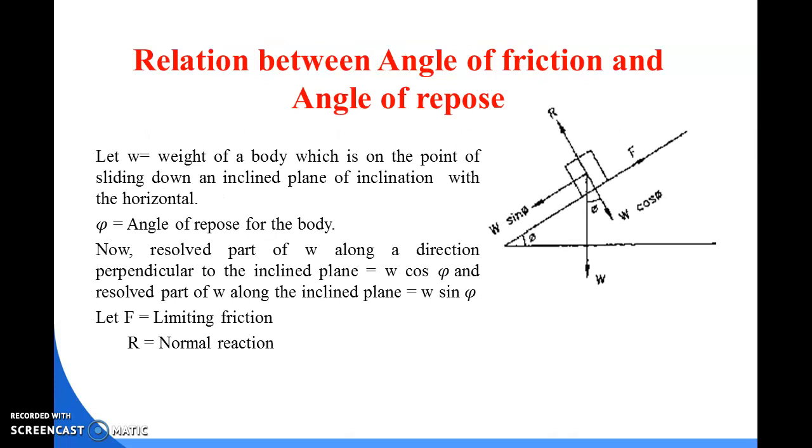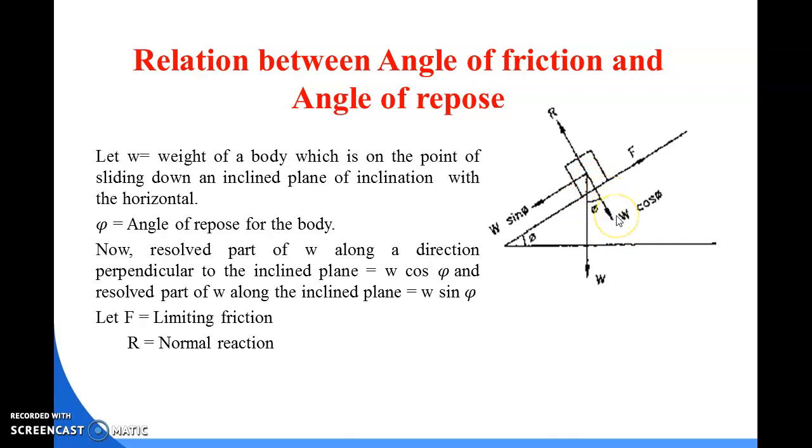Now we have to prove that the angle of friction is equal to the angle of repose. That means we have to determine the relationship between angle of friction and angle of repose. So here you can see this diagram. This is the object which is lying on an inclined plane, which makes an angle phi with the ground surface.